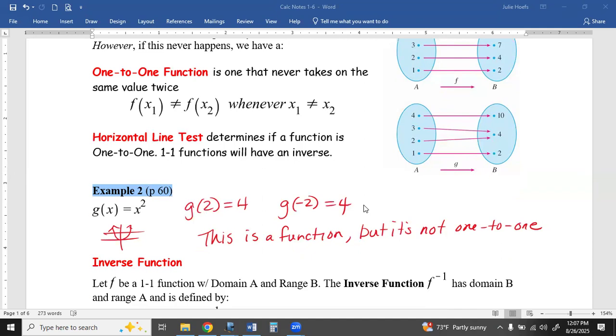No, because you have it the other way. Yeah, no, because it has to be one-to-one. For every x, there's only one y. For every y, there's only one x. Okay, that makes it one-to-one.